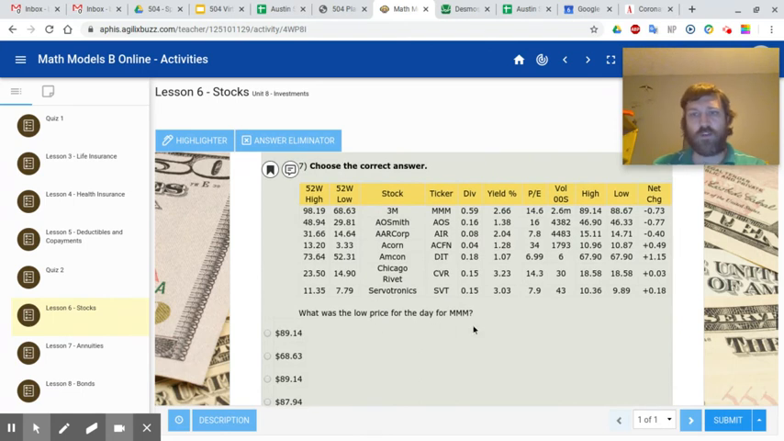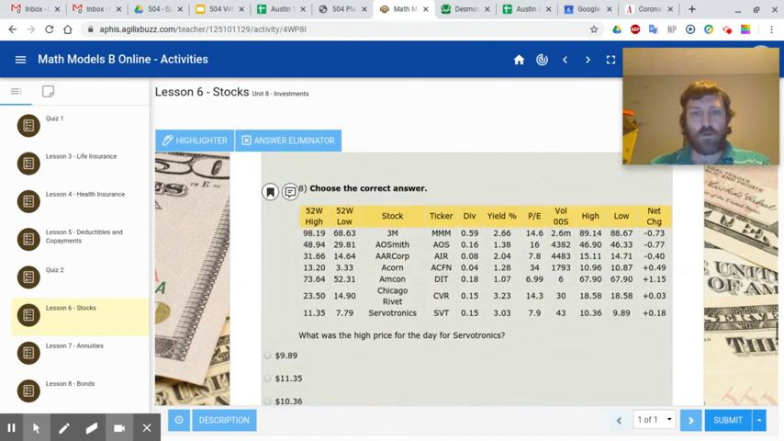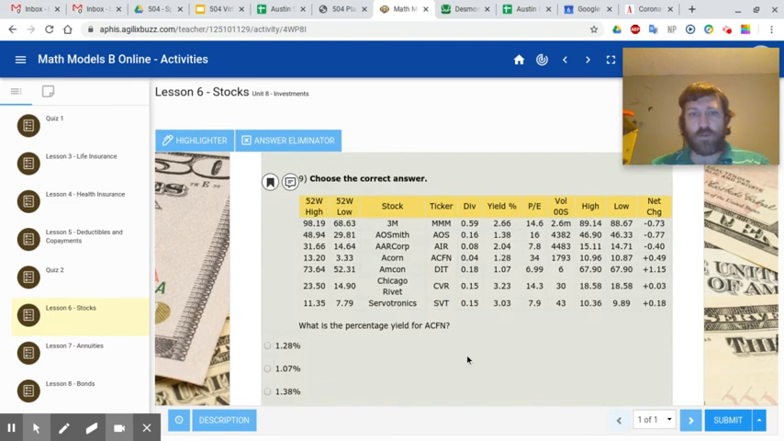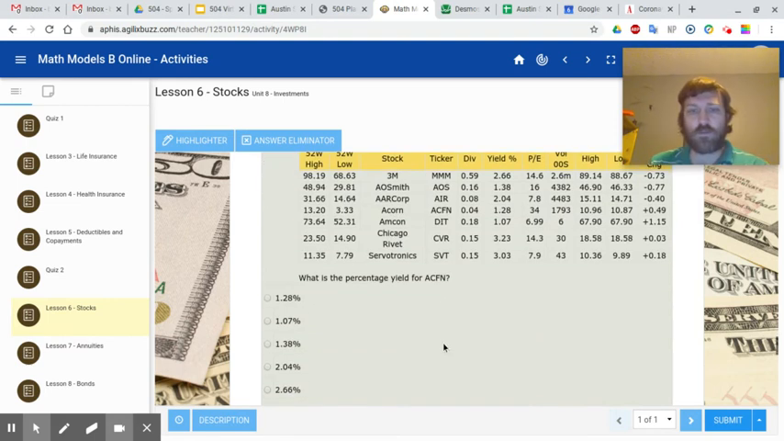Low price for the day, you just find that spot on the table that has the low price for the day. Remember, these are the high and low for 52 weeks. These are the high and low for the day. What's the high price for the day? Again, not going to do that one. Just find that on the table. What's the percentage yield? Again, find that on the table. Percentage yield is this column right here.